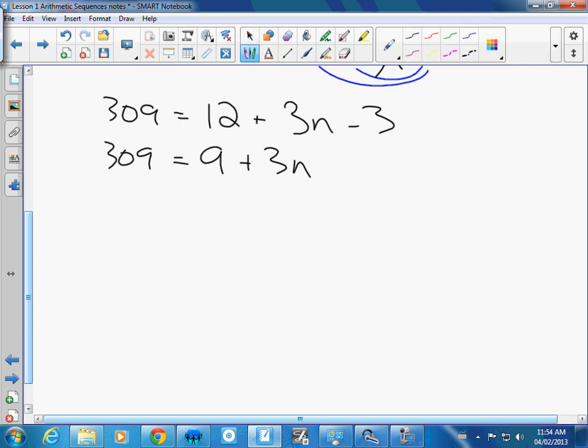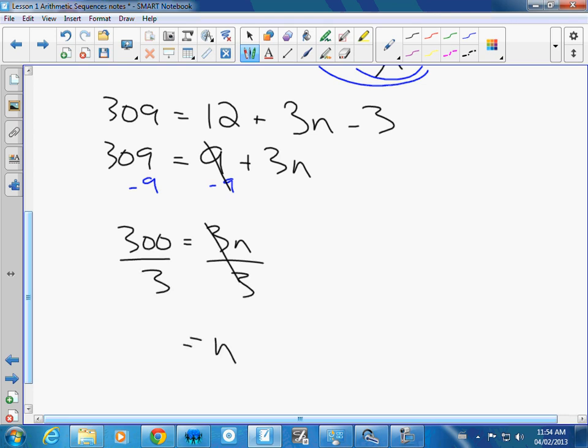Here, I'll put the work in just so you can see. I don't normally put the work in. Eventually, we'll just get rid of this after a while. So 300 equals 3n. Now what do you do? Divide both sides by 3. N equals 100. But what does that mean?